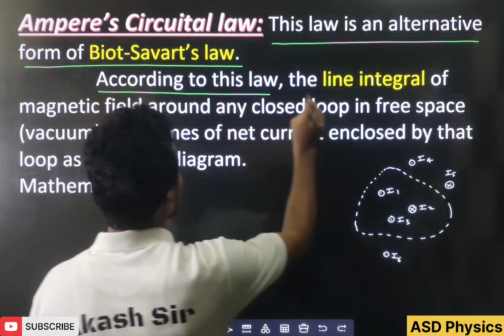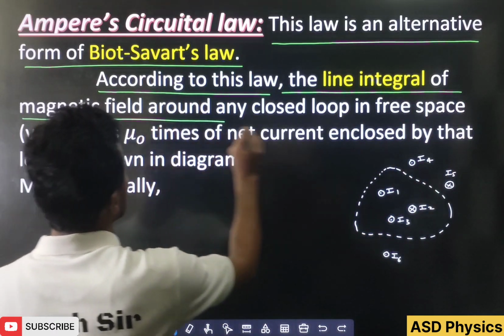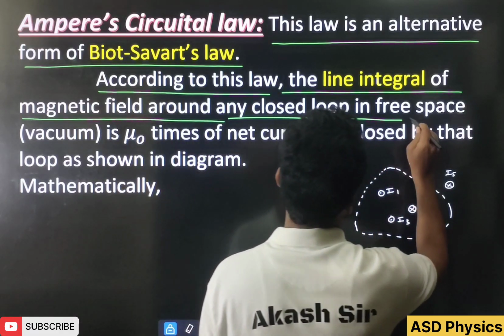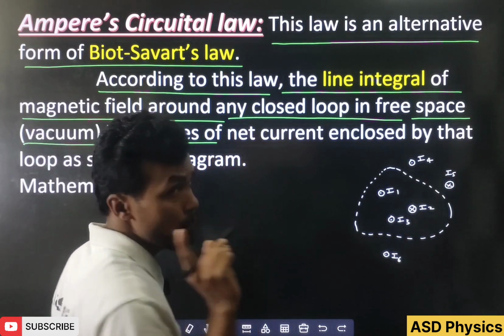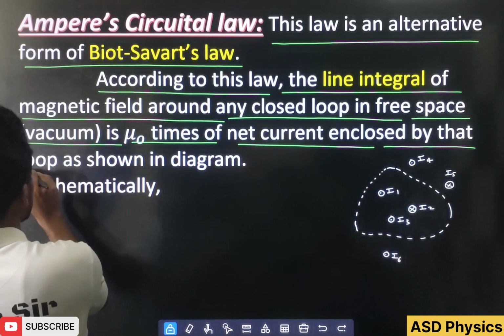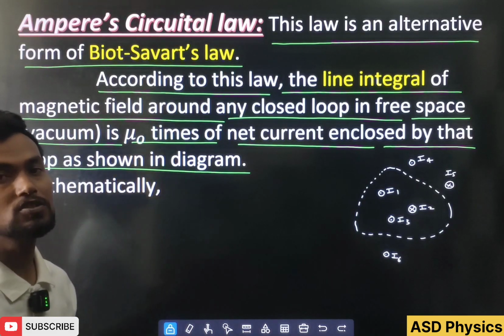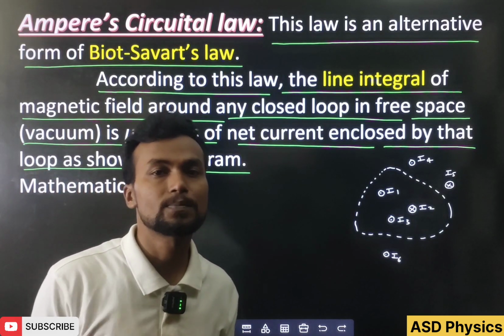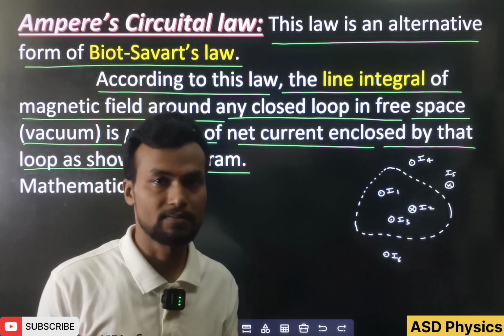You have to write, according to this law, the line integral of magnetic field around a closed loop in free space, we can say vacuum, is mu naught times the net current enclosed by that loop as shown in the diagram. Okay, and what is mu naught? This mu naught is called the permeability of free space. In SI, its value is 4 pi into 10 to the power minus 7 SI unit.